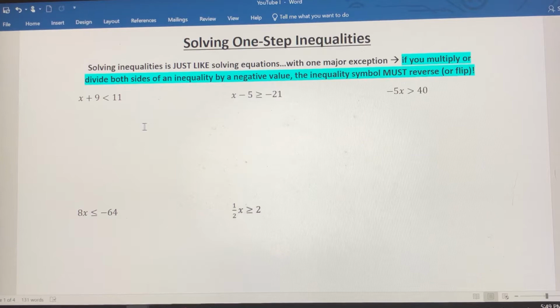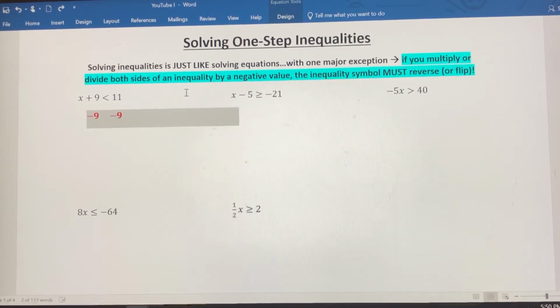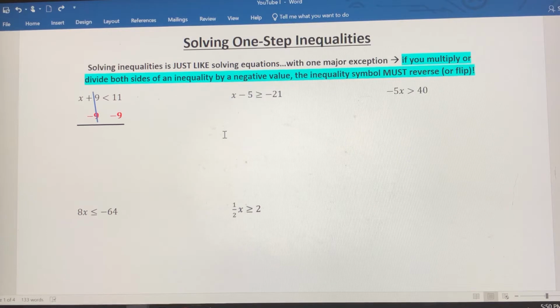We want to get x by itself, so we're going to use inverse operations. We've got x plus 9, so we do the opposite of adding 9 and subtract 9 from both sides. On the left side, the 9's cancel out, and we're left with x is less than 2. Notice, we didn't multiply or divide by a negative, so the inequality symbol stays the same.